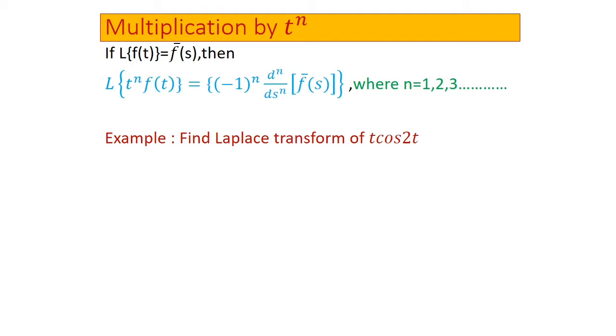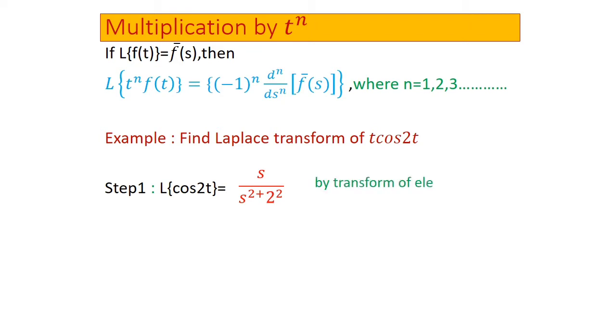Find Laplace transform of t cos 2t. So here the function is given with multiplication by t. That means here we are using the same formula. So now first finding the value of f of t, and here f of t is cos 2t.